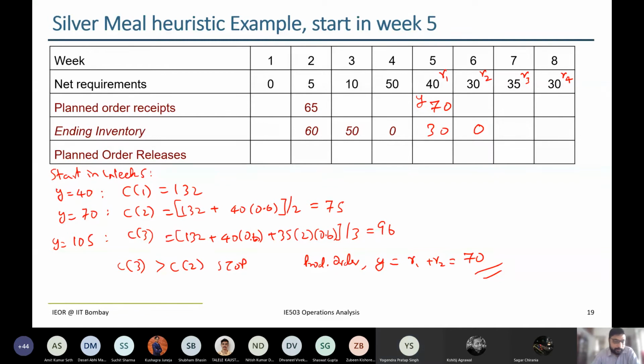So now see, with this MRP, there are many heuristics. So the method you are saying is that this is Silver Meal heuristic. You can come up with another heuristic, but then you have to have a consistent heuristic so that you can algorithmize it.